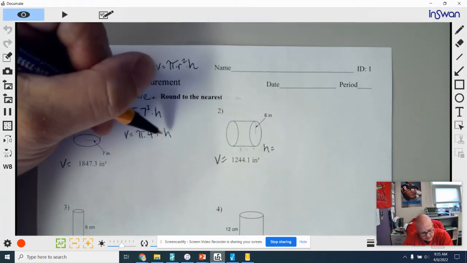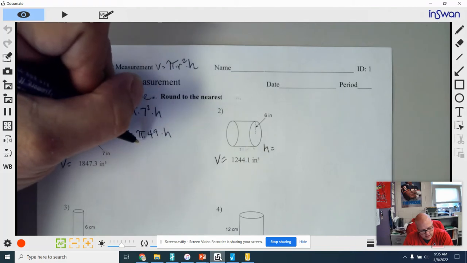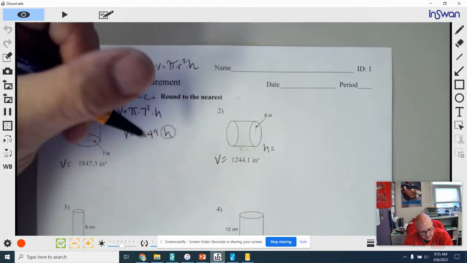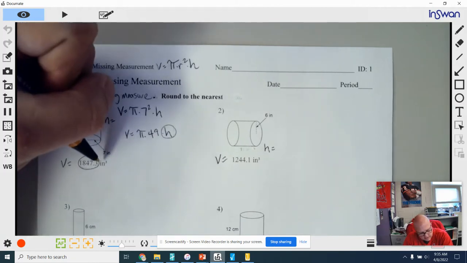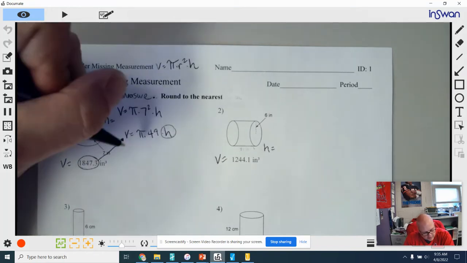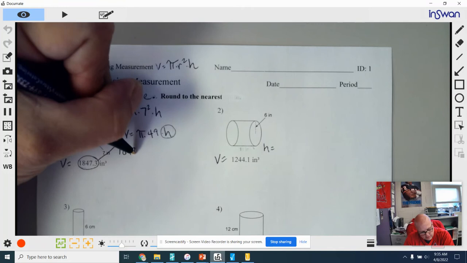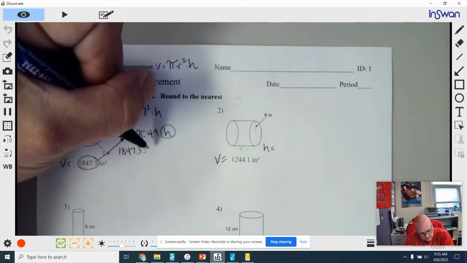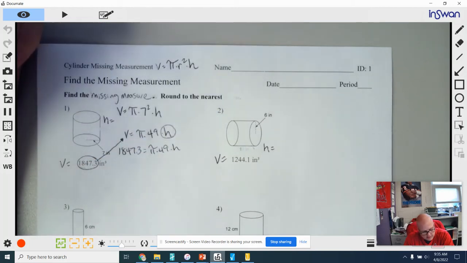Okay, if I want to get h by itself, what I need to do is isolate this h. But what I also forgot to do was to add this answer right here for my V, because we know what the volume is. So I can even rewrite this further and say 1,847.3 equals pi times 49 times h.